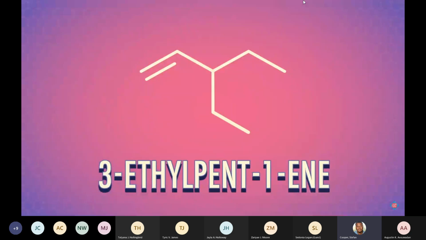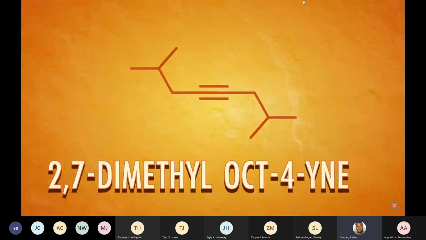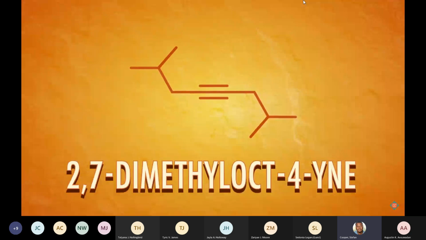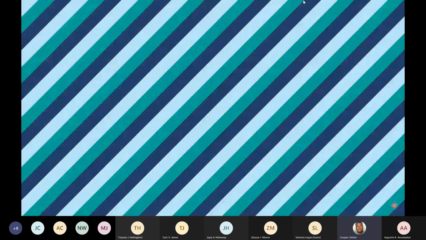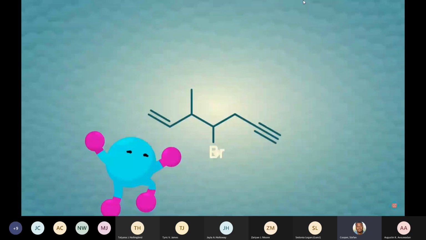Or if we put 2 methyl groups on the 2nd and 7th carbons of the alkyne oct-4-yne, meet the spectacular 2,7-dimethyl-oct-4-yne. Now that we have the basics, we can start naming any compound, even if they look kind of complicated with more than one functional group and substituent, like this molecule. But we got this. Don't worry.